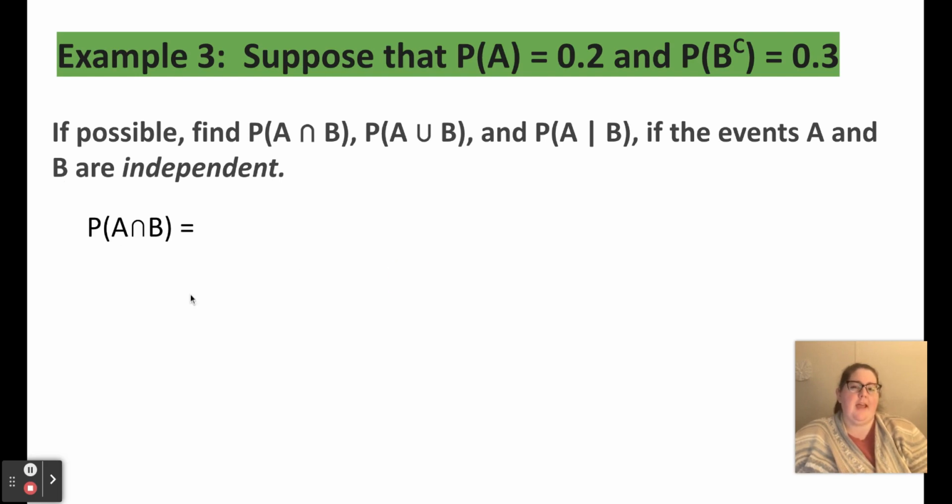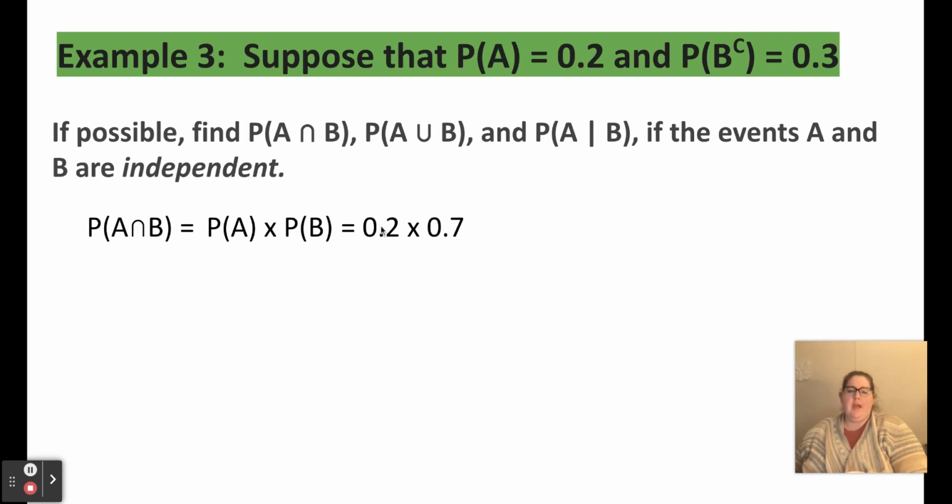So let's start with A and B. That's our intersection. Now, as we talked about at the beginning of this lesson, if A and B are independent, technically I should be able to just multiply probability of A times probability of B. Technically, it would be probability of B given A. But if A and B are independent, then probability of B is equal to the probability of B given A. So I'm just going to multiply them. So 0.2 for A times 0.7 for B would give me 0.14.